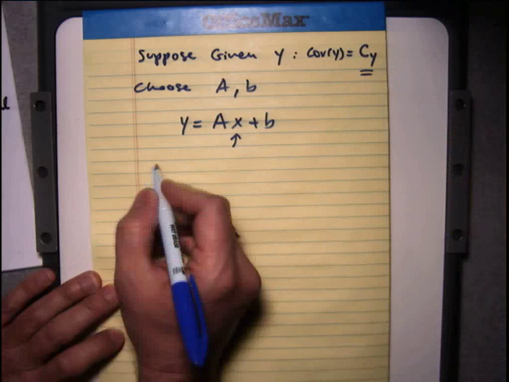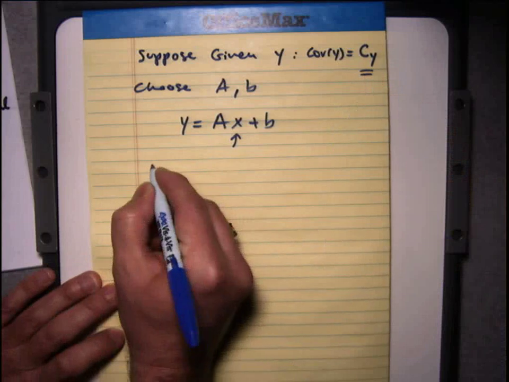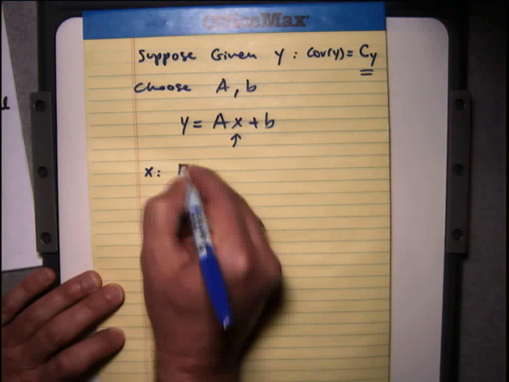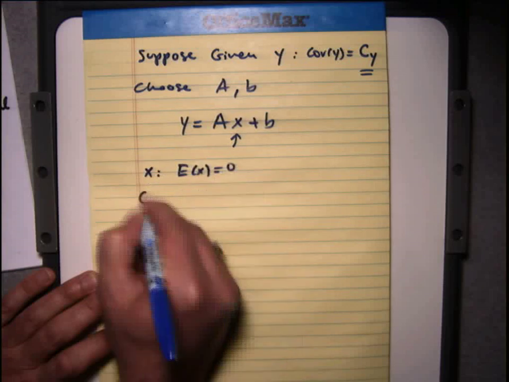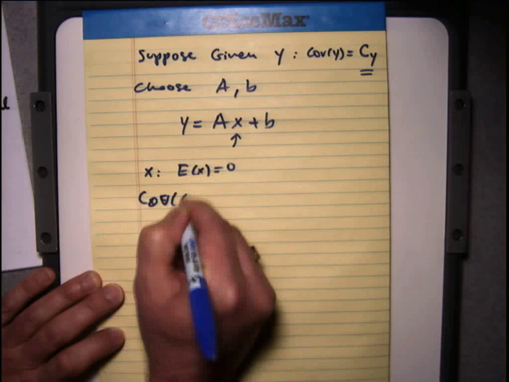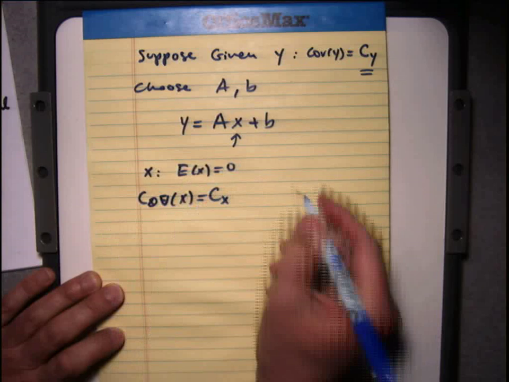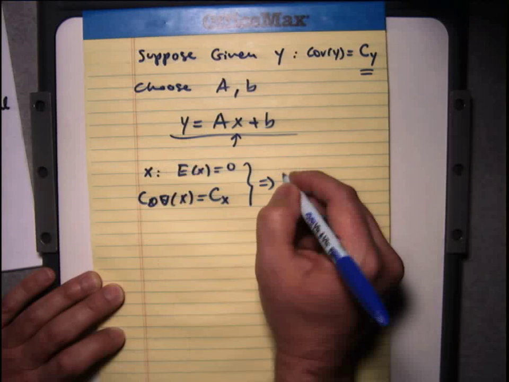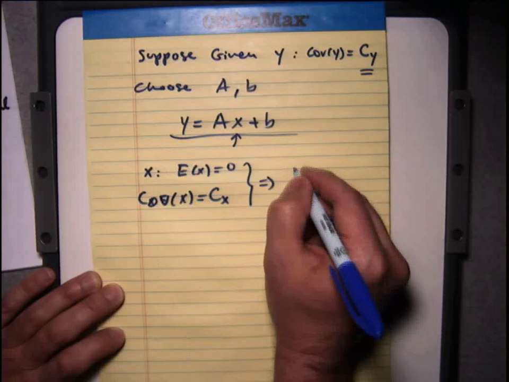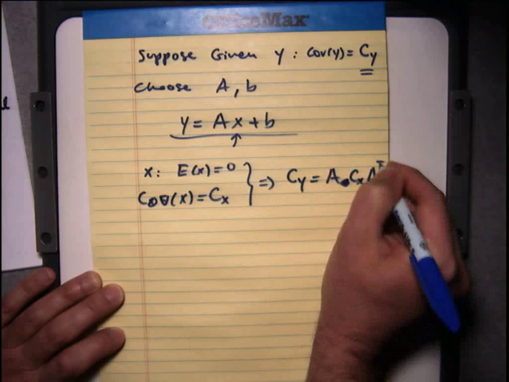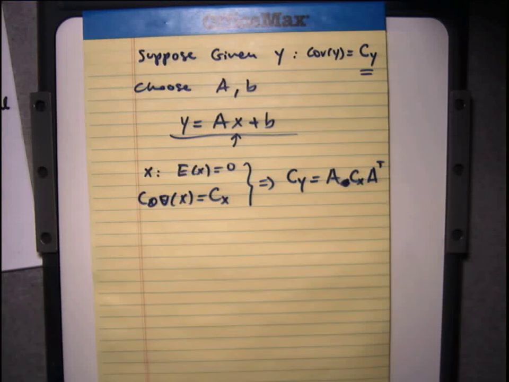So let's say that we have, let's start with x. Suppose the expected value of x is 0 and the covariance of x is C sub x. And from this, as you remember from last time, when you have this kind of expression, then the covariance of y is A times Cx times A transpose. Okay?